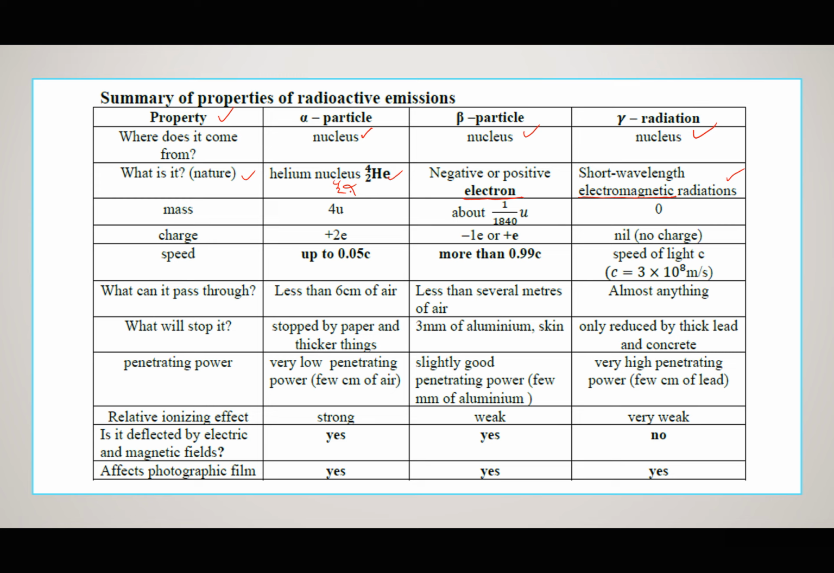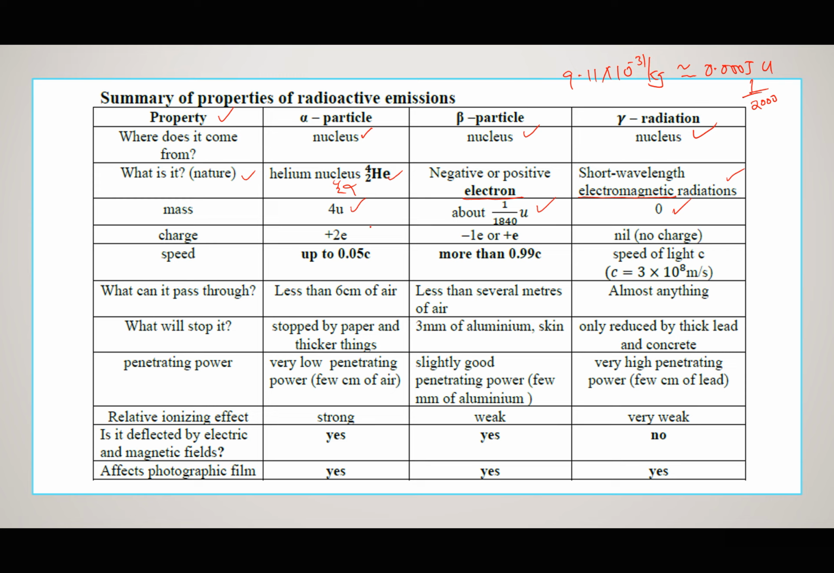What is the mass of the radiation or the emission? An alpha particle, He-4-2, has a mass of 4 U. Beta particles are electrons, and we have seen from lesson 1 that the mass of an electron is 9.11 times 10 to the power of minus 31 kilograms, which is approximately 0.0005 U, the same as 1 over 1840 U. So the mass is 1 over 1840 U. Gamma radiations have no mass.